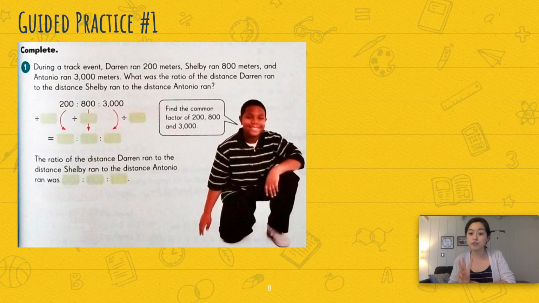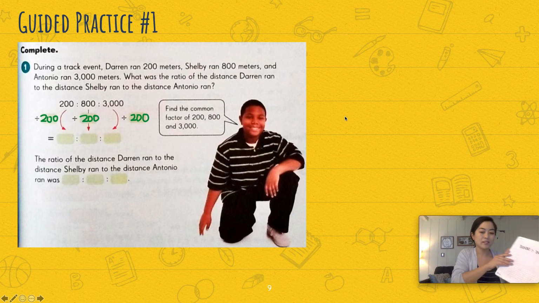Okay, we're comparing 3 ratios, and again, order matters. So, thankfully, the student is being very helpful on the page. He says, find the common factor of 200, 800, and 3,000 to find this ratio in simplest form. And the greatest common factor turns out to be 200. Okay, 200 divided by 200 is 1. 800 divided by 200 is 4. 3,000 divided by 200, ooh, that's kind of a toughie.